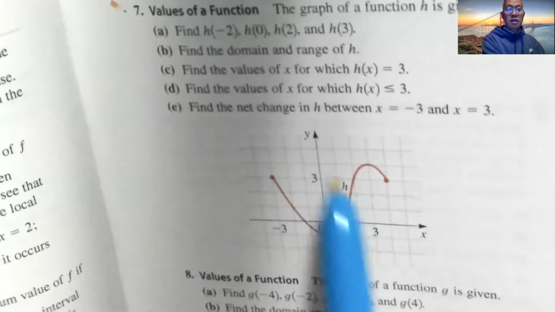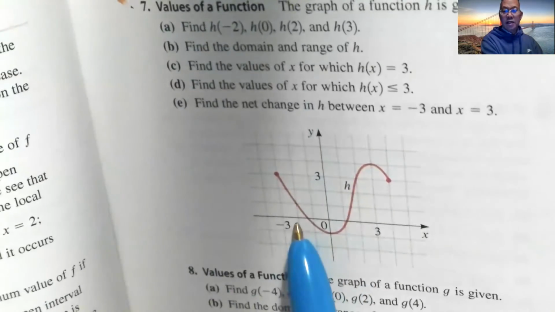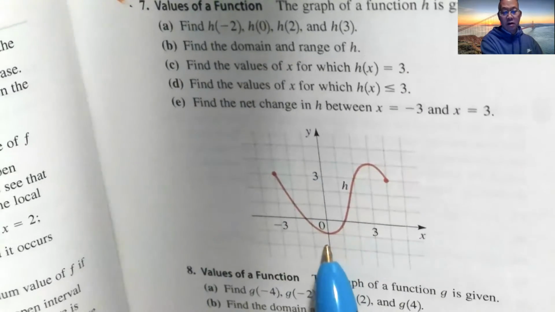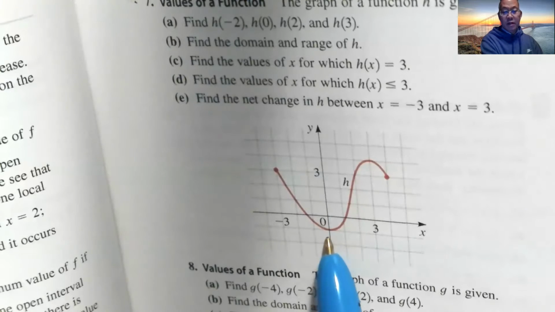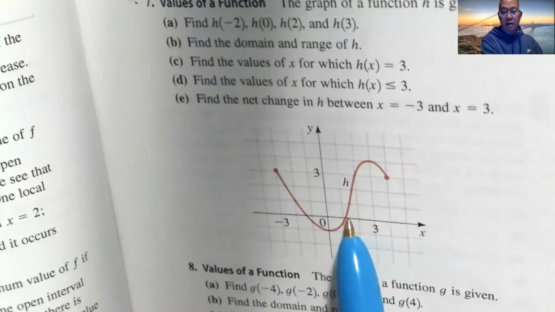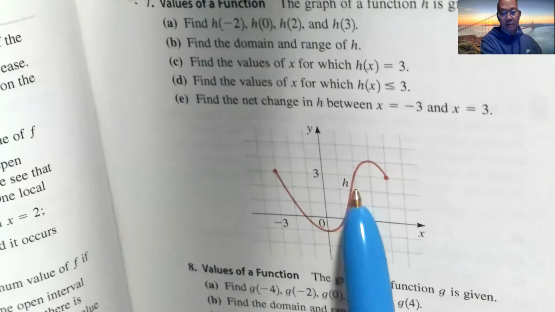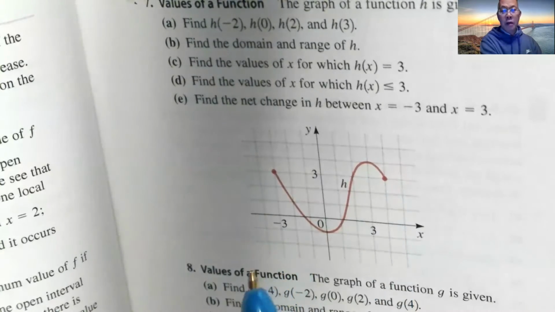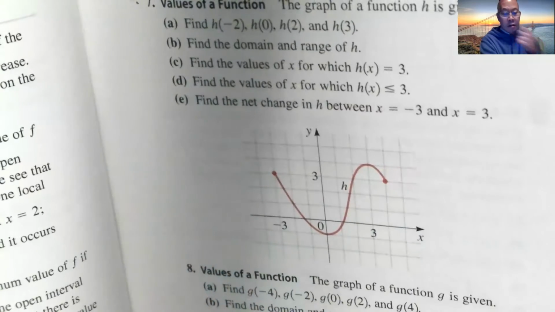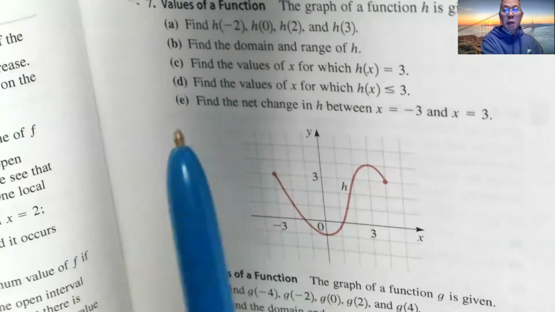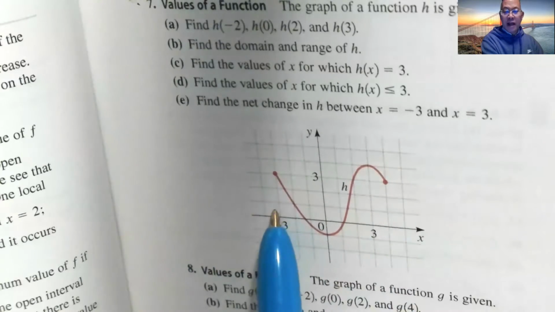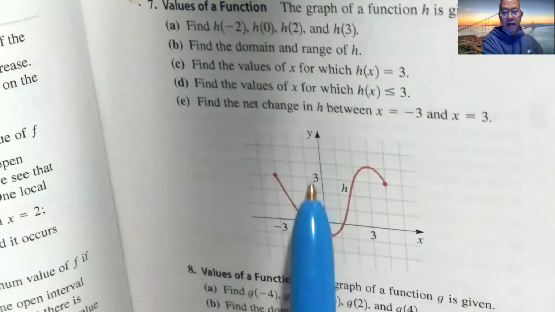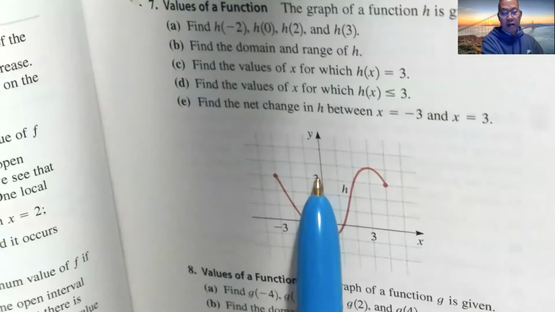Okay, so h of -2, when x is -2, y is 1. H of 0 means when x is 0, y is -1. H of 2 is 1, 2, 3. And h of 3 is 4 right there. Okay. Part B, domain and range. The domain is bracket -3 to 4 bracket. Range is bracket -1 up to 4 bracket.